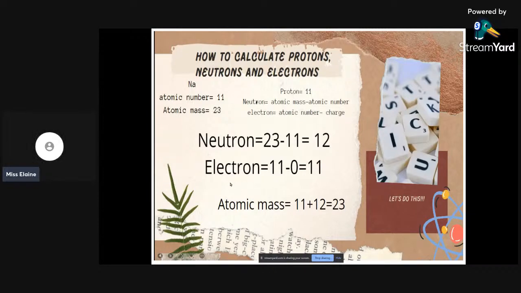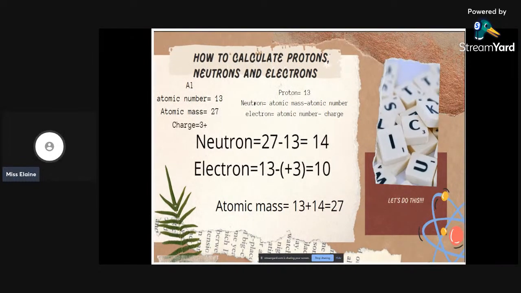How about electron? Electron is atomic number minus charge. So, the atomic number of sodium is 11 minus 0. Why 0? Kasi nakalagay dun sa periodic table, si sodium is walang electrical charge. That's why 11 minus 0 is equal to 11. To get the atomic mass, all you have to do is add the protons and neutrons. We already know the protons, so copy the 11, the atomic number, plus the neutrons. Add natin siya, magiging 23. That's why the atomic mass of sodium is 23.